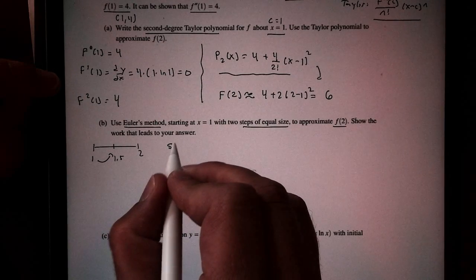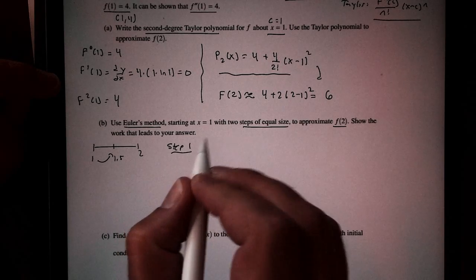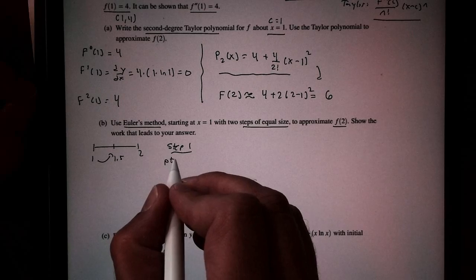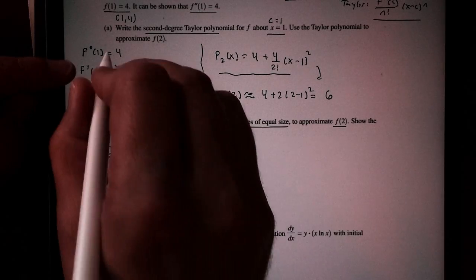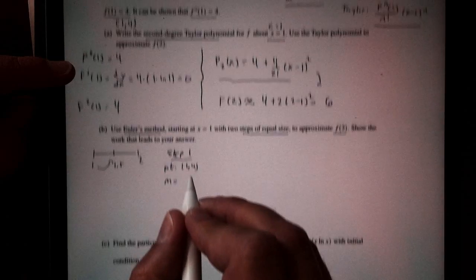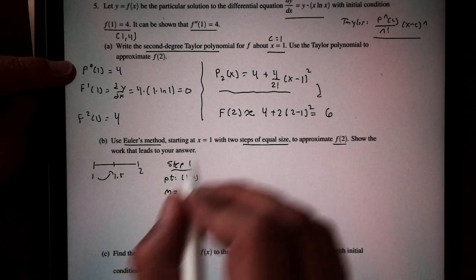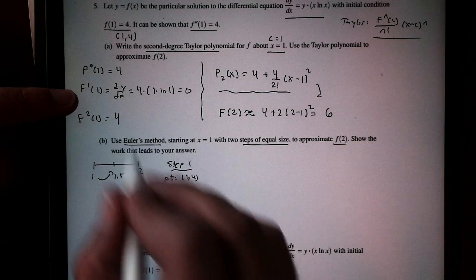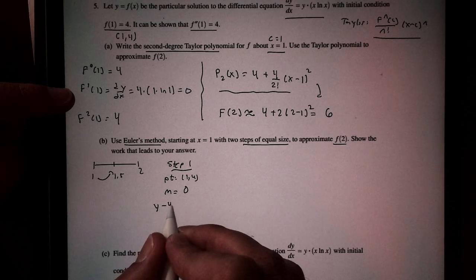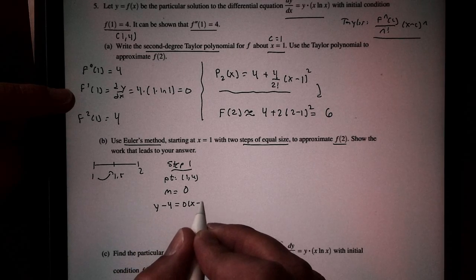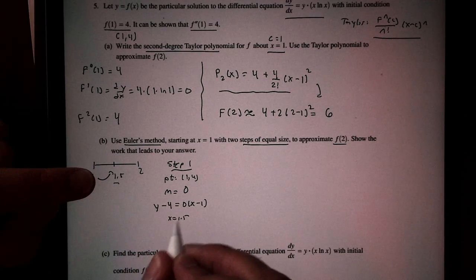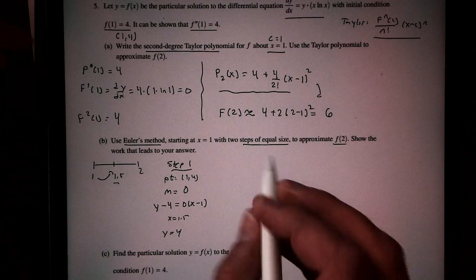So let's talk about step 1. Step 1, we need a point. This is a tangent line. The point they give me, again, is (1, 4). The slope, that's our dy dx from up here. And we already actually know the slope here. We got that from part A. We already know that that's 0. So my tangent line, y minus 4 equals 0 times (x minus 1). I'm going to plug in my first x value, which is 1.5, and we just get y is 4.